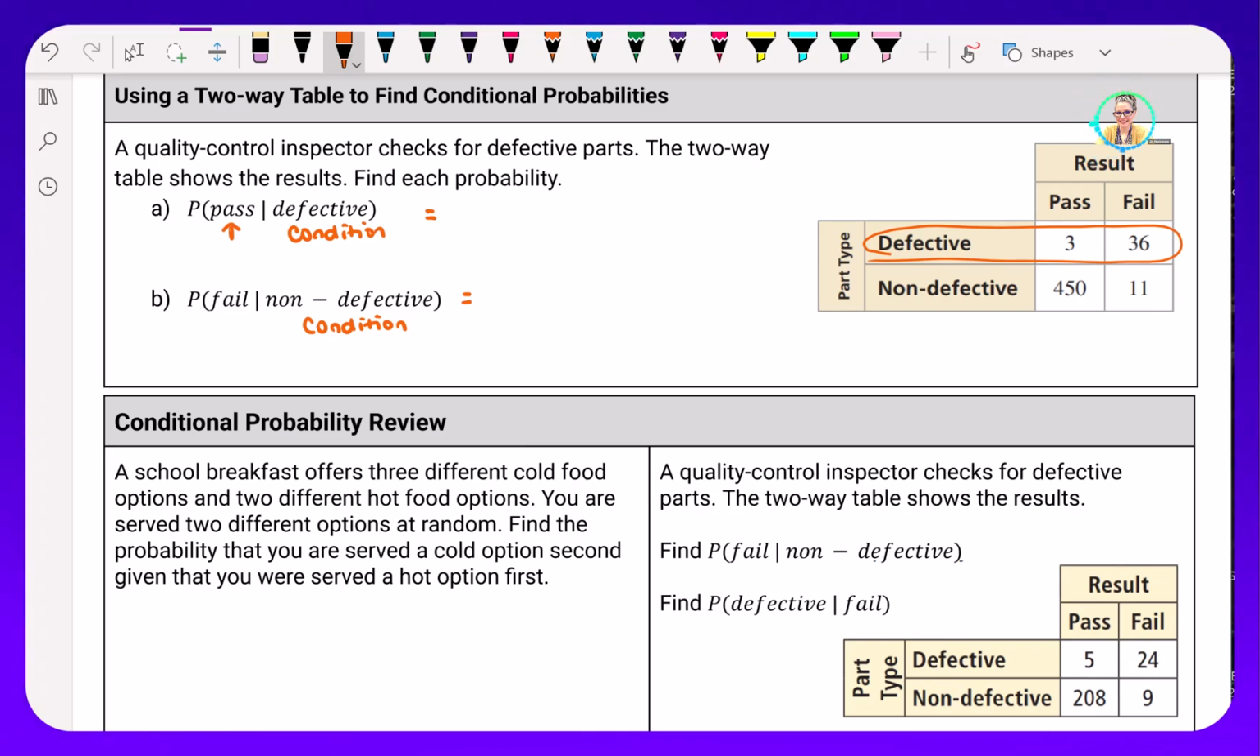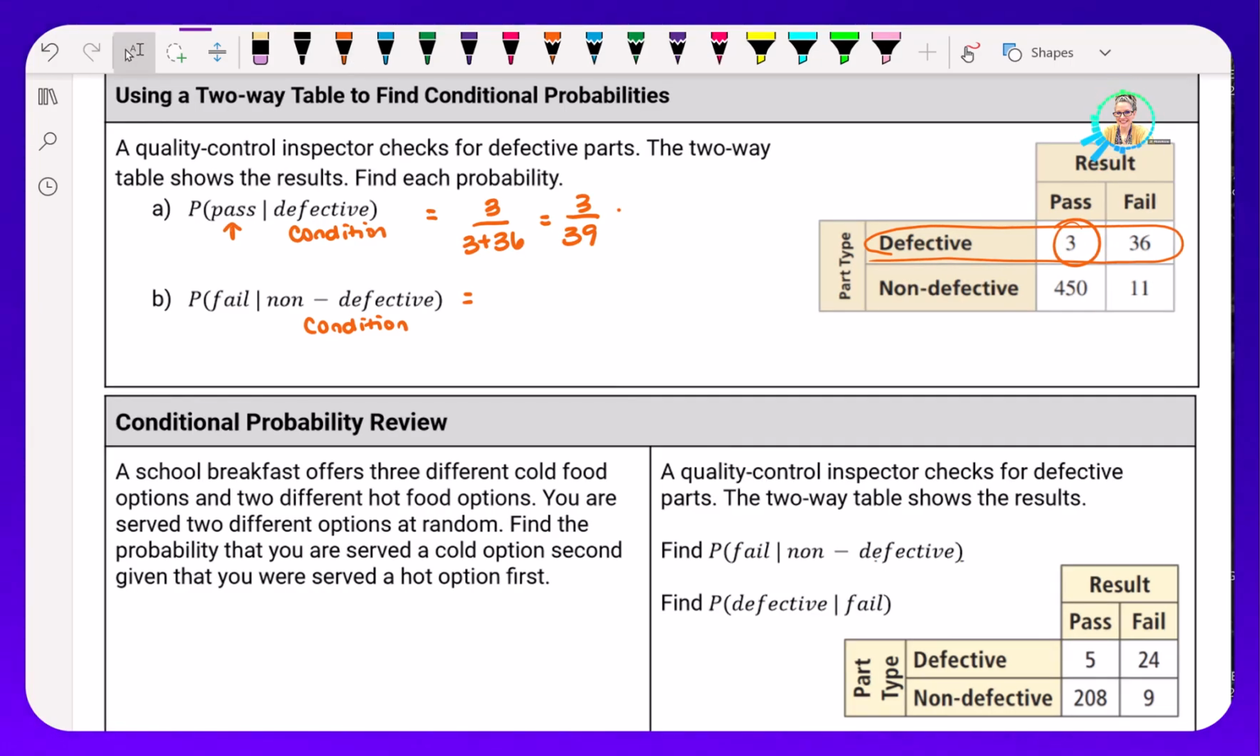So how many passed? We have 3. So I'm going to do 3 out of how many were defective? 3 plus 36. We're going to do a little bit of math here, which is 1 out of 13. And if you're working problems in Delta Math, then you can just leave it as a fraction.